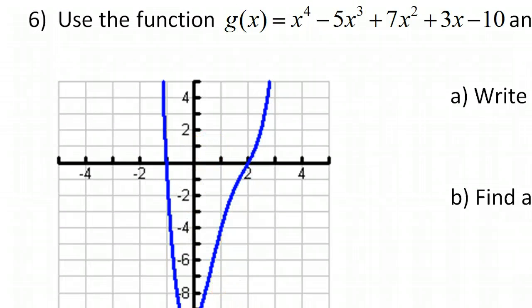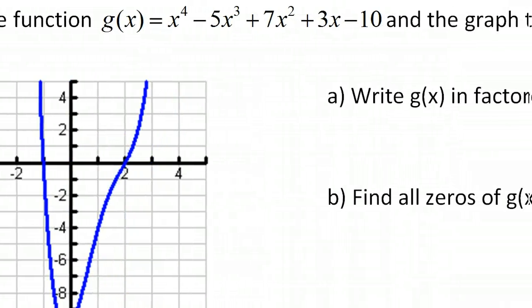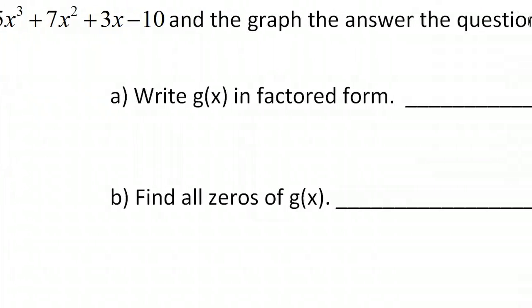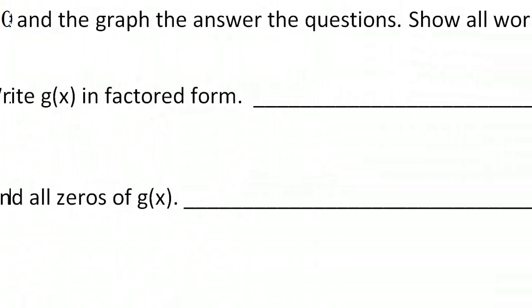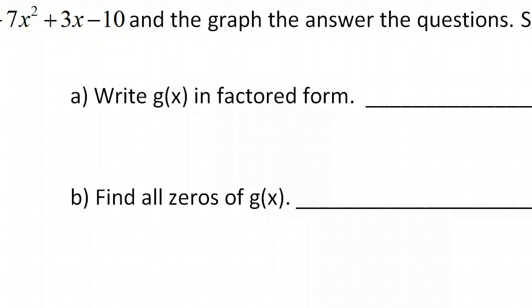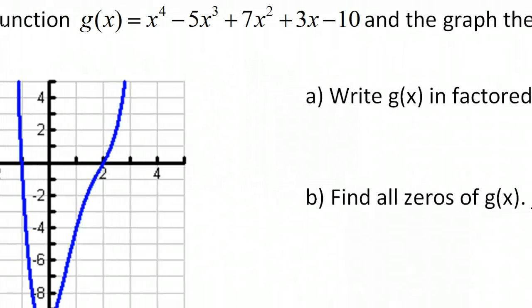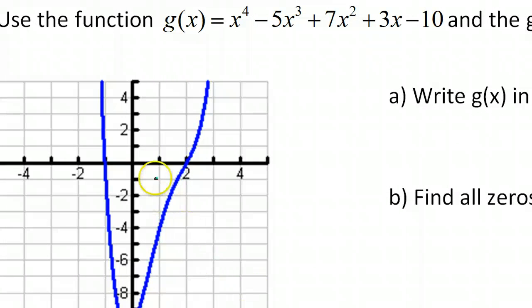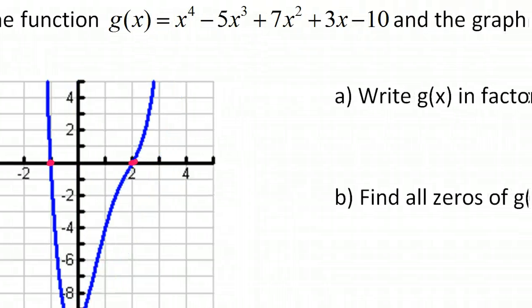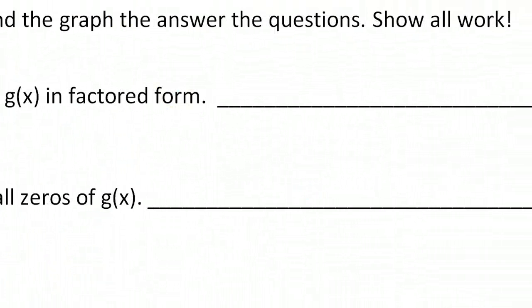This time we're given the graph to help us out. Okay, so we're going to use the function and the graph to answer these questions. We need to write this in factored form and find all of the zeros. Well, it looks like we can get 2 of the zeros right off the graph. So we have a 0 here and here. So that's negative 1 and positive 2 right off the graph. So let's go ahead and record that. So we have a 0 of negative 1 and positive 2.